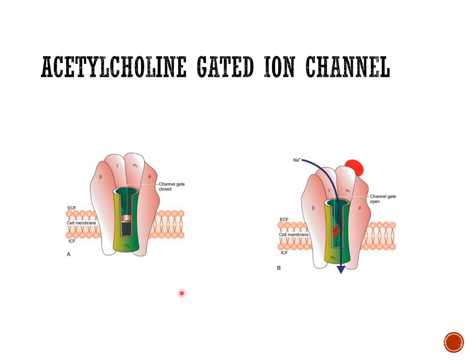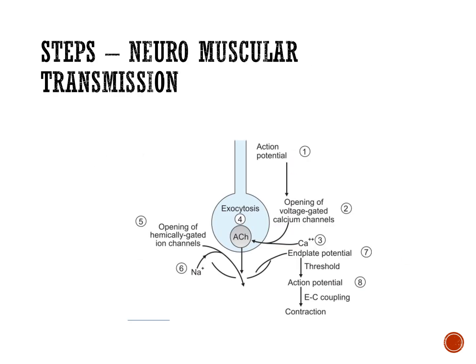Here you can see it is an acetylcholine gated ion channel. Here we have the acetylcholine receptors. Here you can see the gates are closed, and when the acetylcholine molecules come and bind with these acetylcholine receptors, the gates open and sodium influx occurs through these acetylcholine gated ion channels.